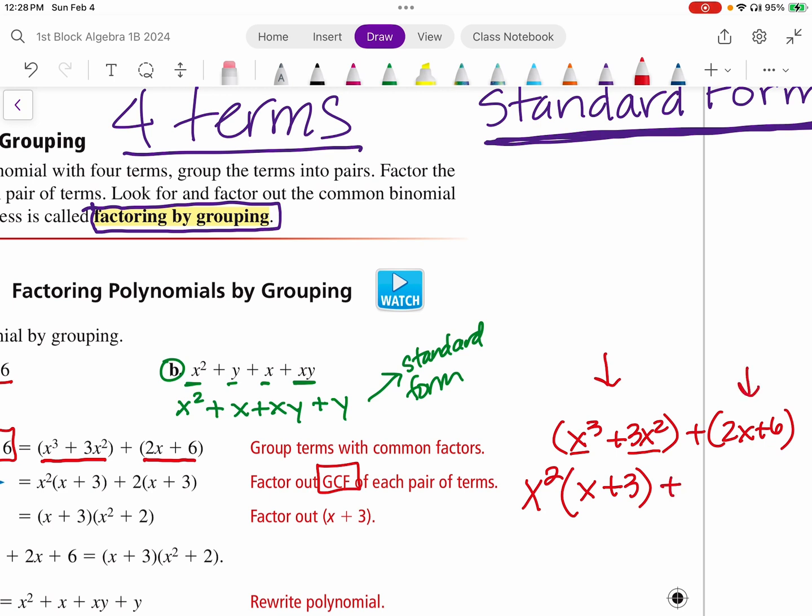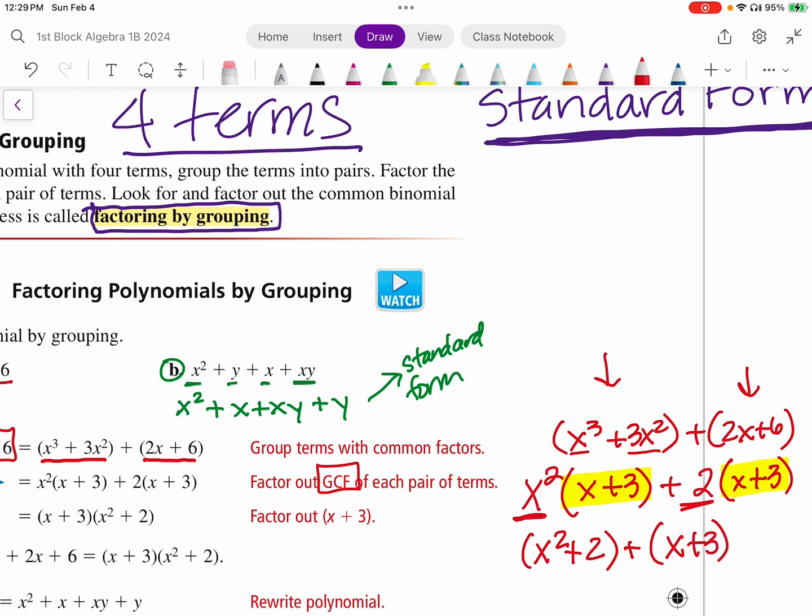Now the second binomial here, 2x plus 6. Is there a greatest common factor there? There is. It's 2. 2 times what is 2x? X. 2 times what is 6? 3. Excellent. Now what you'll notice here is that what's in our parentheses is exactly the same. And that's our goal when we're factoring by grouping. So once we have that the same, then we take the terms we factored out, those go together, and then just one of the x plus 3.